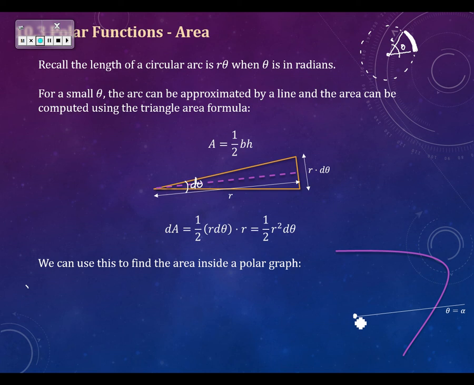We want to compute the area inside this curve, not just one sliver, but add them all up. That's our next trick in calculus: once we have a little tiny approximation, we add it all up, from, how about alpha to beta. We want to add up a whole bunch of infinitely small slivers, all of which can be at least approximated in the small case by this picture up here.